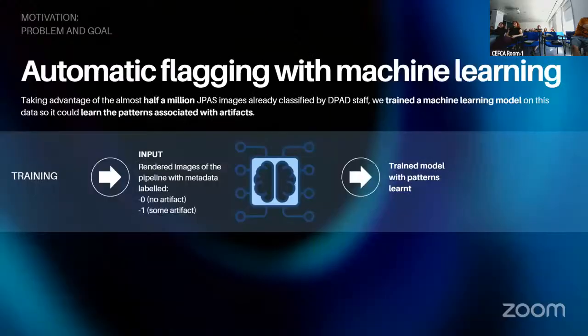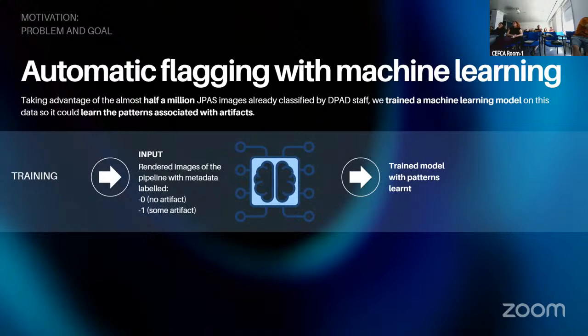So we're going to generate a model that is going to select the right images, or the images with the artifact, to not use them to generate the super background. And we took advantage of the almost 500,000 images that have already been flagged by the bad staff. And we used them to train the model.